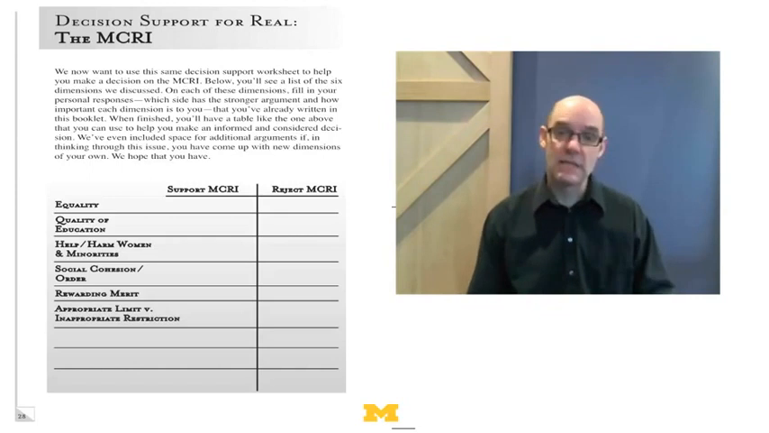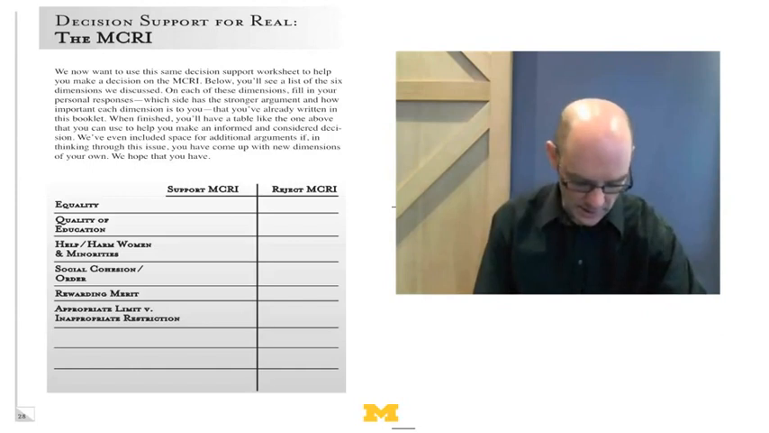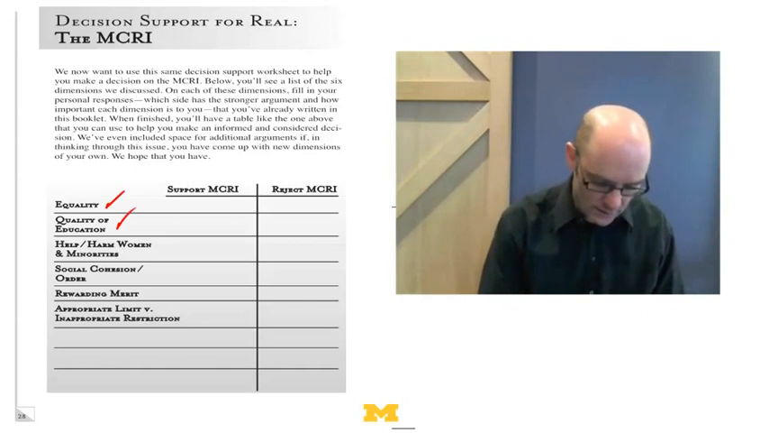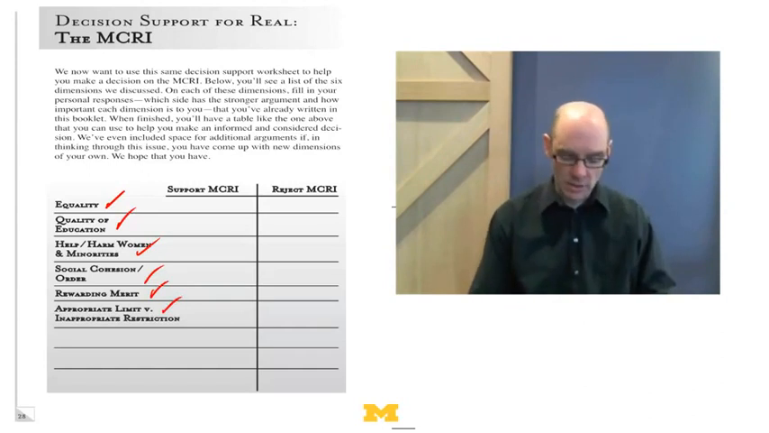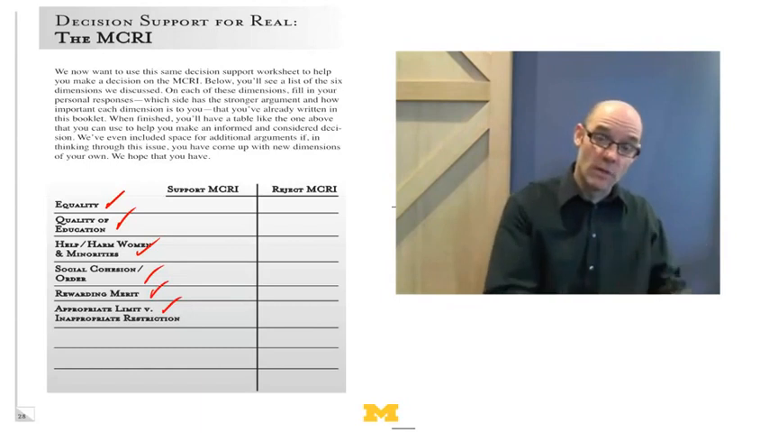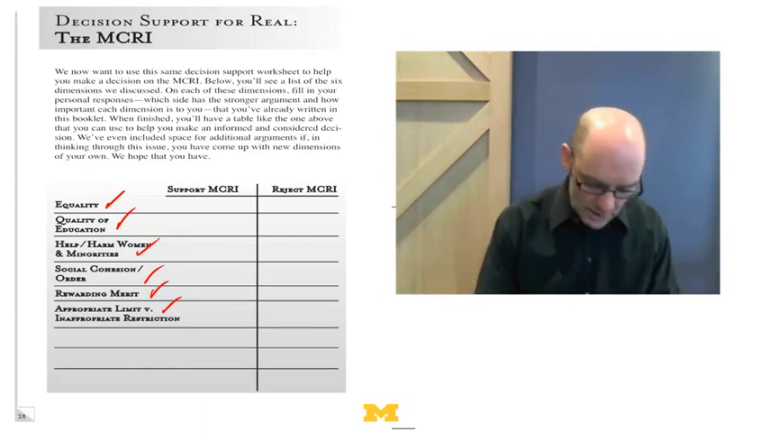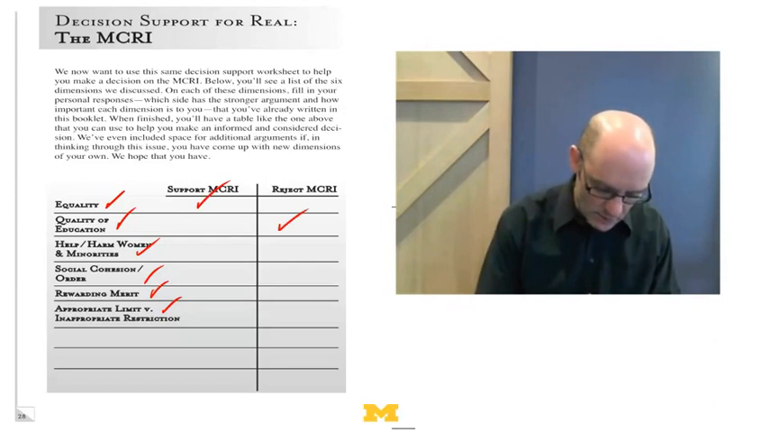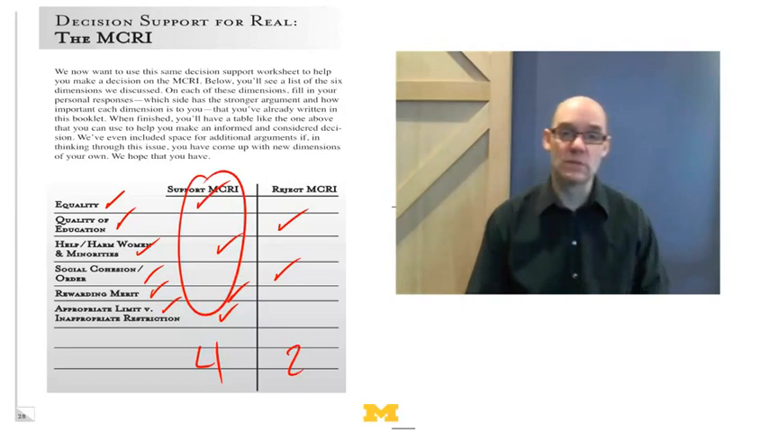For each of the different dimensions of this issue, we looked at how it was going to affect things like equality, the quality of education, help or harm to women, social cohesion, rewarding merit, and whether it was an appropriate limit or not. We wrote a guide that laid out the argument for the MCRI and against the MCRI. Then a person could go down each of these dimensions and say, I'm in favor of the MCRI, I'm against it, and so on, and then count up the columns and say, okay, there are 4 reasons why I should support it and 2 reasons why I should be against it.